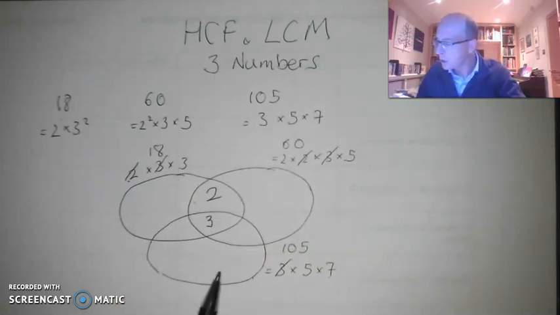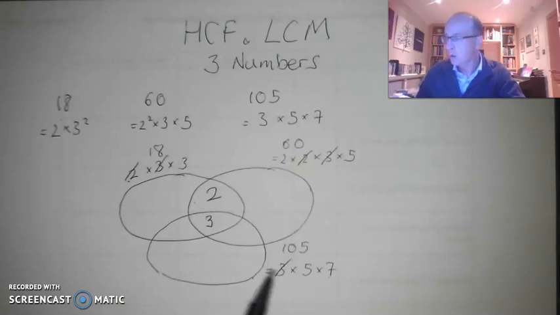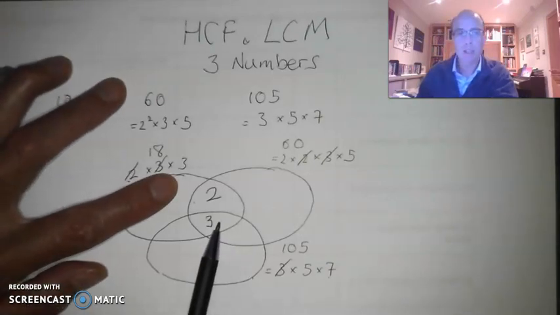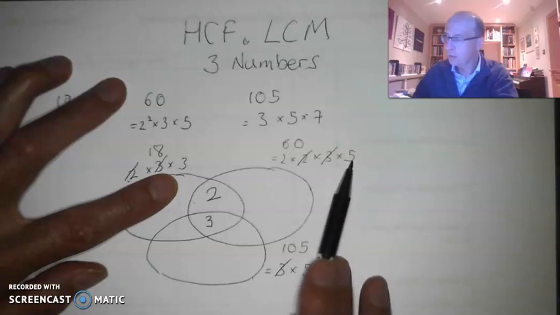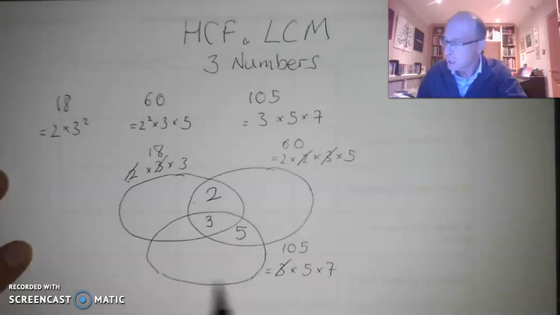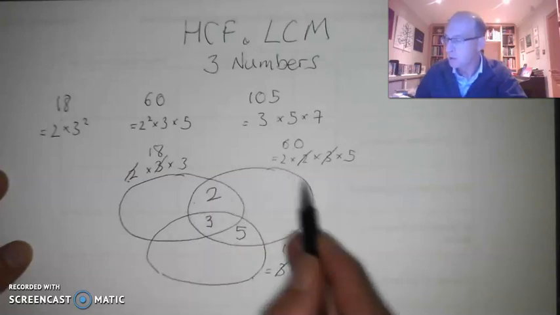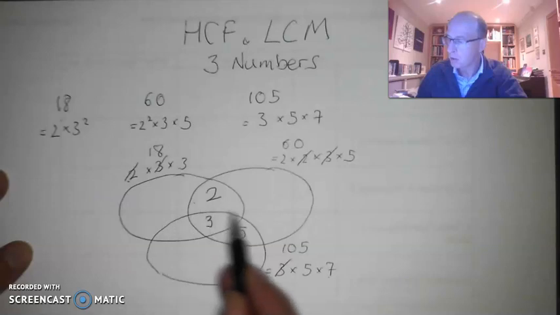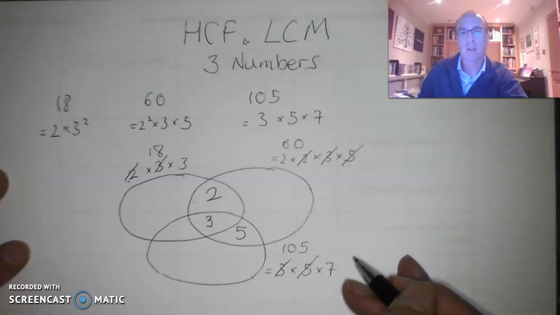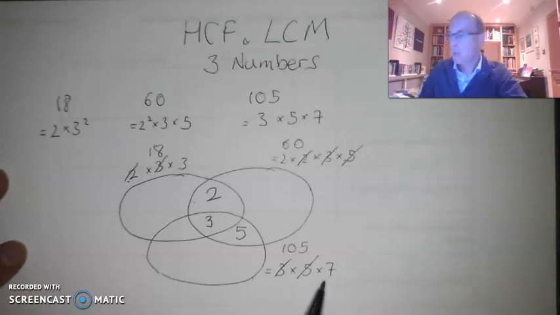Well, I then also need to consider what I've got in common between these two and these two over here. So here I've got a 5 at the top and I haven't got a 5 down there. I haven't got a 5 for my 18. If I had, I'd have already put it in the middle. So I've got a 5 here, a 5 there, so I can put it in this part of my Venn diagram. So it's in the overlap between my 60 circle and my 105 circle. I've used it, so I can cross it off in both places. What have we got left?